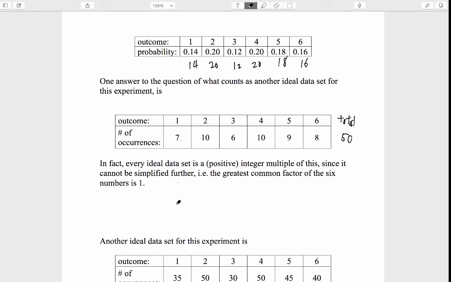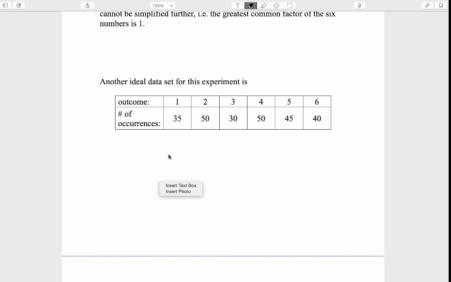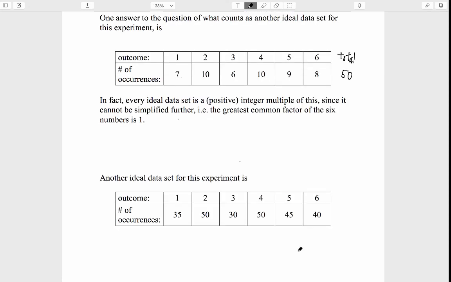Just as for the fair die, every ideal data set is an integer multiple of the ideal data set 1, 1, 1, 1, 1, 1, so too, for this experiment, every ideal data set is a positive integer multiple of this ideal data set. But there are many more. Another one is, for example, 35, 50, 30, 50, 45, 40. How are you supposed to come up with that? These numbers are just the result of multiplying our fundamental ideal data set by 5. Every entry by 5. 7 times 5 is 35, 10 times 5 is 50, 6 times 5 is 30, etc.